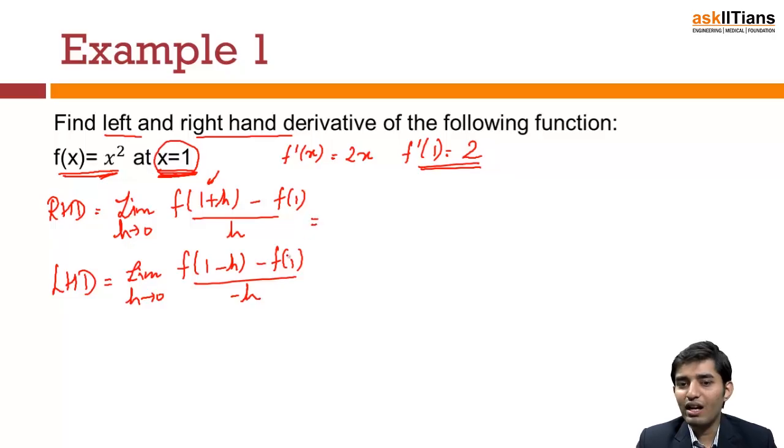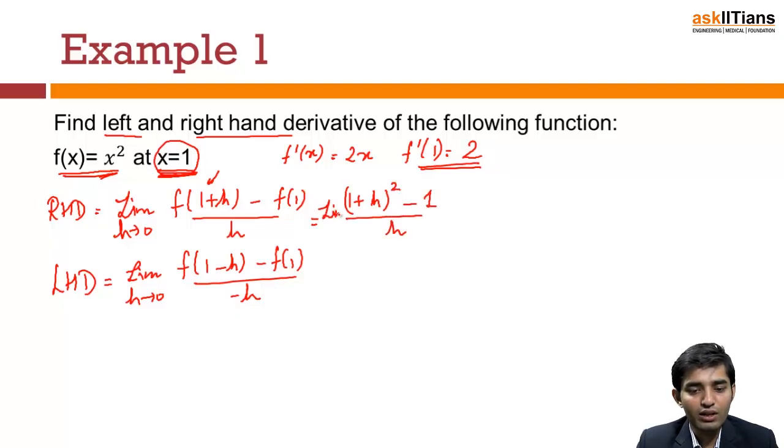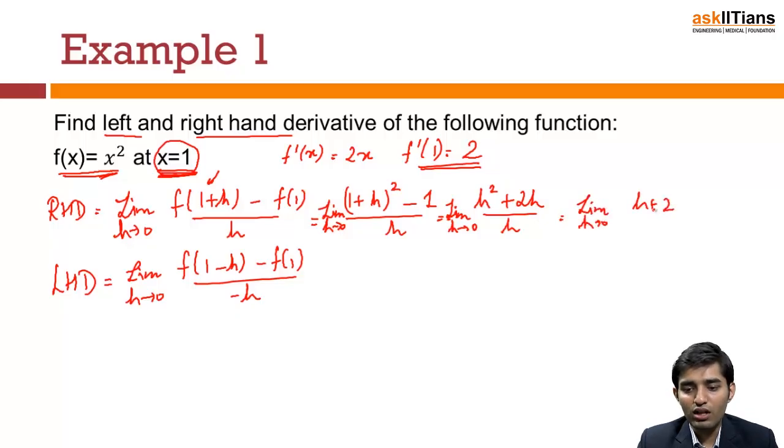Now let me find out what RHD will be. What is f(1 plus h)? It is (1 plus h) whole square minus f(1), which is 1, divided by h, with limit h tending to 0. If I simplify this, I get 1 plus 2h plus h square, so h square plus 2h divided by h, with limit h tending to 0. This will be limit h tending to 0 of h plus 2. Now h is tending to 0, so this term becomes 0 and the limit is 2. So the right hand derivative is equal to 2.